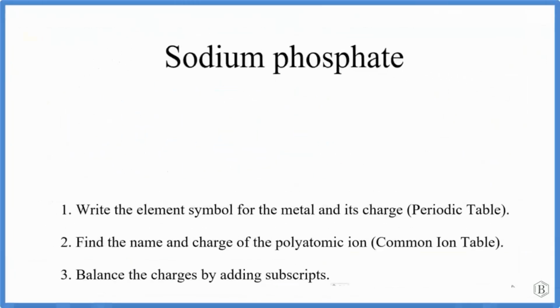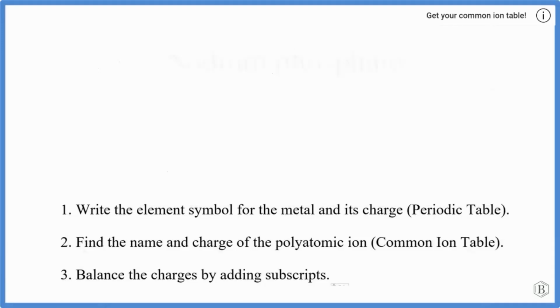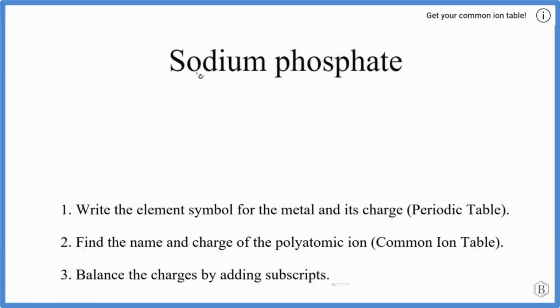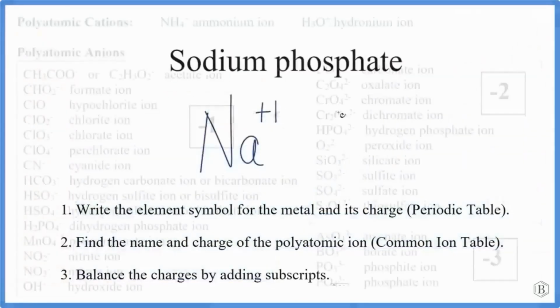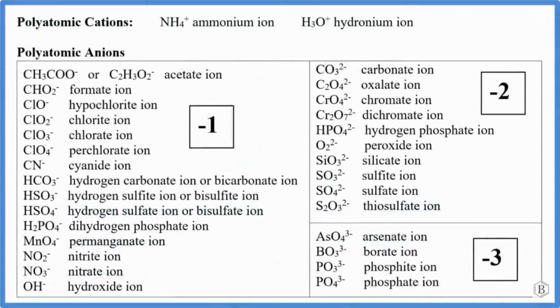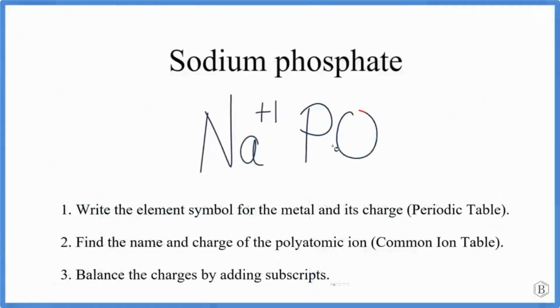So pause and give this one a try. Sodium phosphate. There's a link to the common ion table in the description of this video. For sodium phosphate, we have a metal and then our group of nonmetals. We know that it has ATE here. So we go to the periodic table, we look up sodium, we know that's Na, and it has a +1 charge. We look up the phosphate on the common ion table, and phosphate turns out to be PO4 3-.